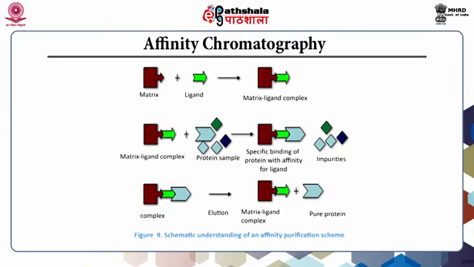The elution of the bound protein is achieved by passing a high concentration of the ligand through the column or by altering chromatography conditions such that the binding affinity is decreased.